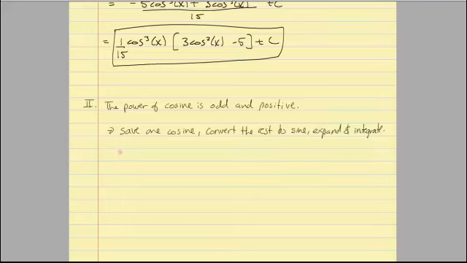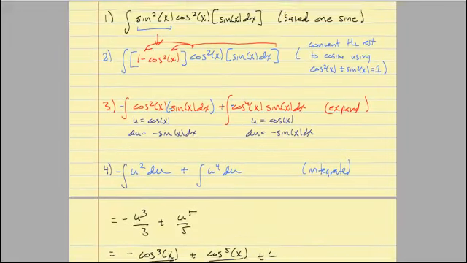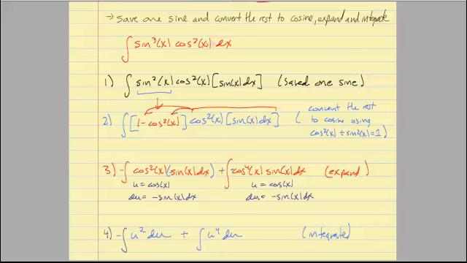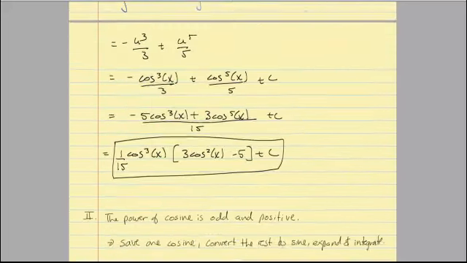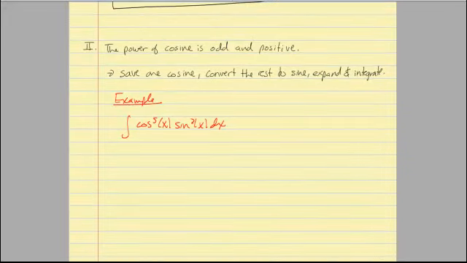So an example that we could look at for this one might be something like odd and positive cosine. So the integral of cosine to the fifth of x sine squared of x dx. So again, the power of cosine is odd and positive. Now if we look up at the problem we just did, notice the power of cosine up here was even, so this process would not have been applicable to this type of problem.